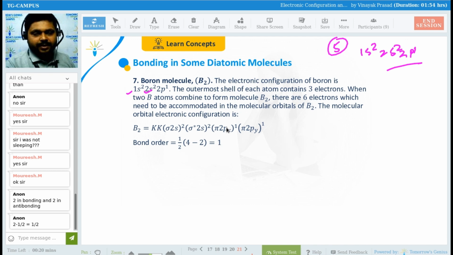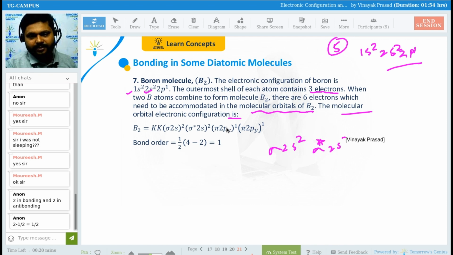Getting my point, everyone? The outermost shell of each atom contains 3 electrons, right? The outermost shell is 2s. The second shell is having 3 electrons each. So when these two B atoms combine to form a molecule B2, there are 6 electrons that need to be accommodated in the molecular orbitals of B2. Getting my point? The molecular orbital configuration is sigma 2s2 and sigma star 2s2, right? Then pi 2py1 will be there.